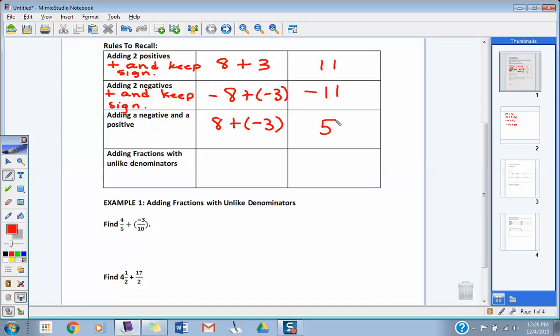Are we keeping the positive sign or the negative sign? In my solution, am I keeping the positive sign or the negative sign? Positive. Why do you keep the positive sign here? Because the positive is bigger than the negative. 8's more than 3, right? Okay, so good. I'm going to write this down here. You're going to take the big number minus the small number. Which sign do you keep? The big sign or small sign? Big. Keep the big sign. I'm going to keep that big sign.